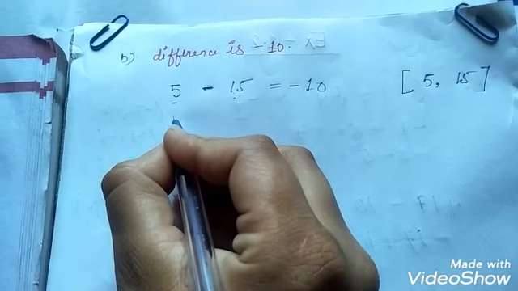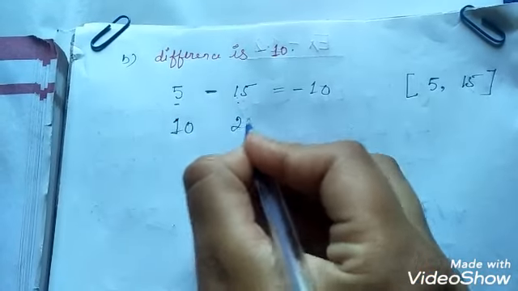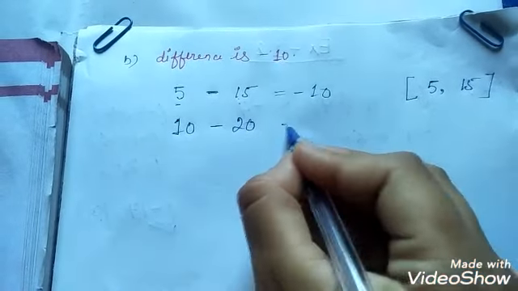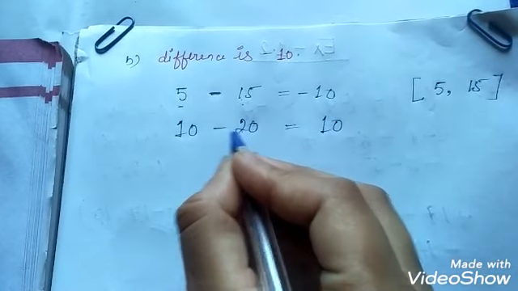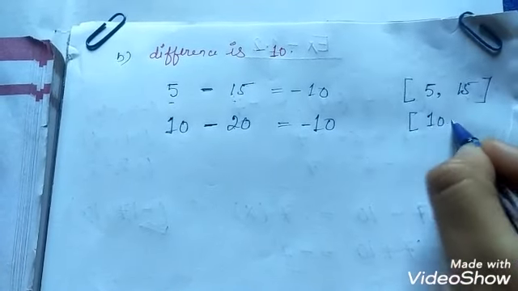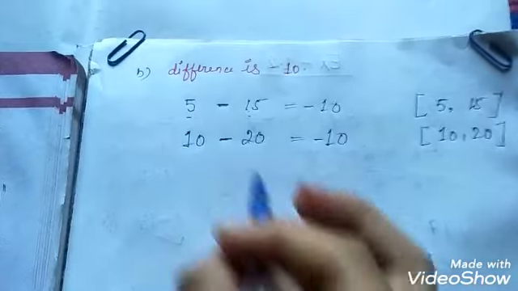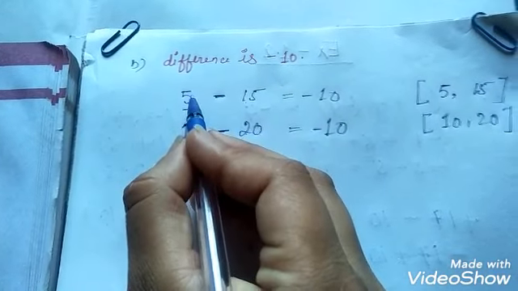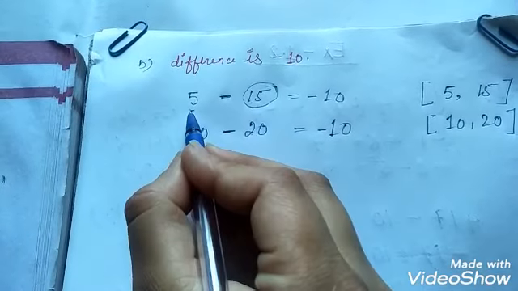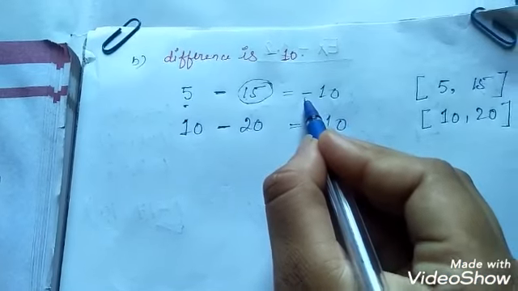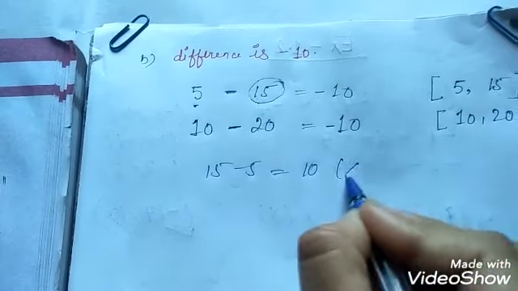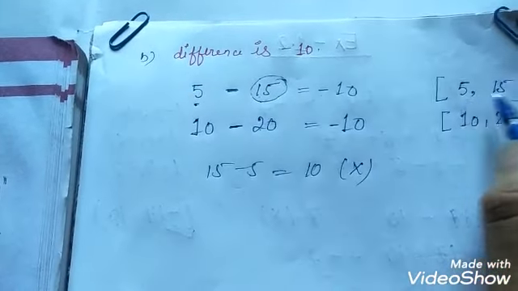And we take one more example. 10 and 20. Plus minus. 20 minus 10 is 10, and 20 is a greater number. Its sign is negative, so the answer will be negative. 10 and 20. So if we subtract the greater number from the smaller number, the answer will be negative. Otherwise, the answer is positive. 15 minus 5 is 10, not -10. So the pair is 5 and 15.